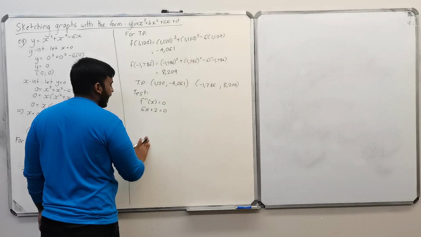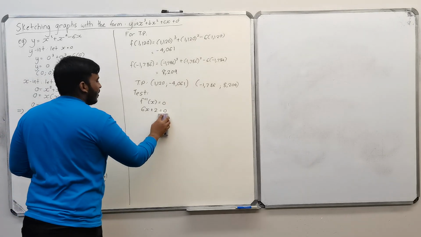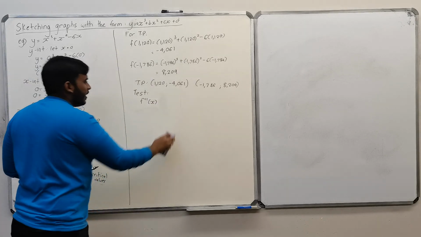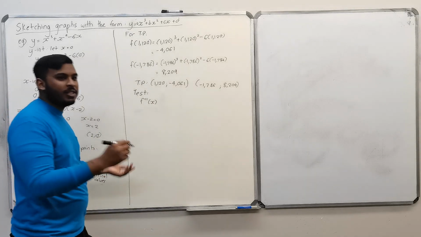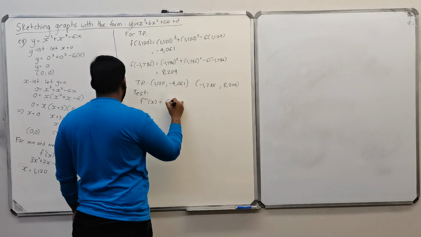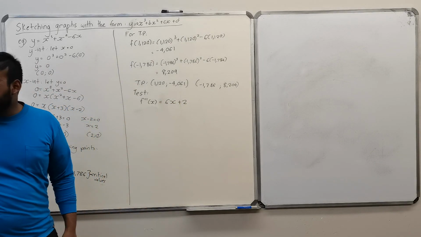No. You are lying to me. We don't equate it to 0. You work out your second derivative, and if it's greater than 0, it's a minimum. If it's less than 0, it's a maximum. So this is 6x plus 2. You all understand it, right?